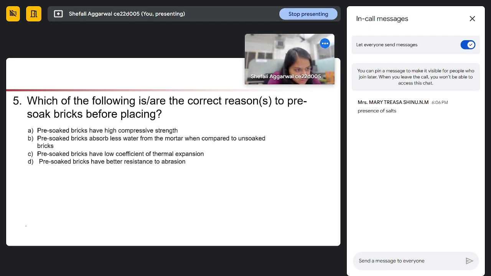This is a very simple question. When we keep bricks in water, all the pores are filled with water. So whenever we place mortar above them, the brick will not absorb water from the mortar, and the mortar can set, or hydrate, easily without giving its water to the bricks. Okay.